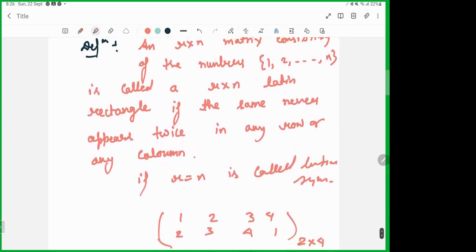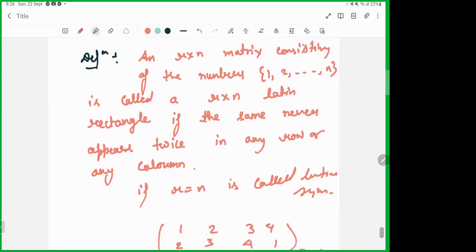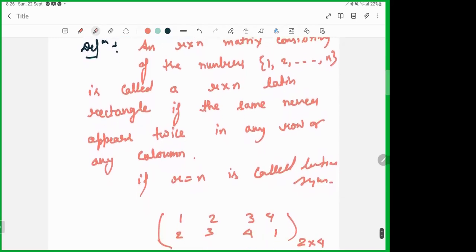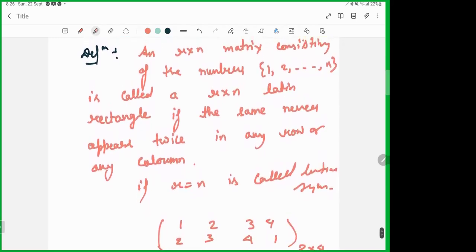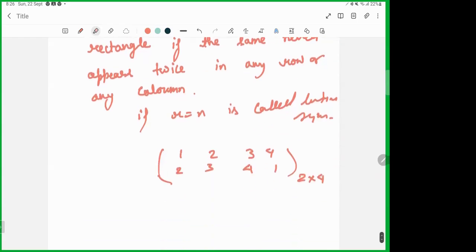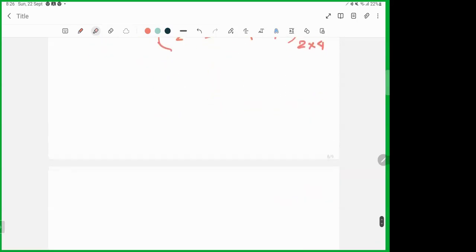Only note this thing in the definition: we only consider each column and each row separately. In each row there should be nothing common, and in each column there should be nothing common. Also note that these numbers are the same as the numbers 1 up to n.